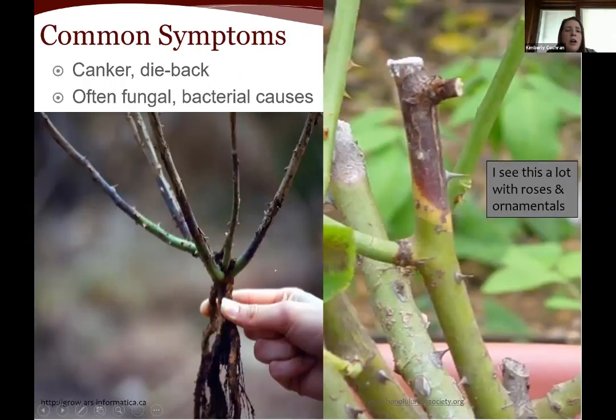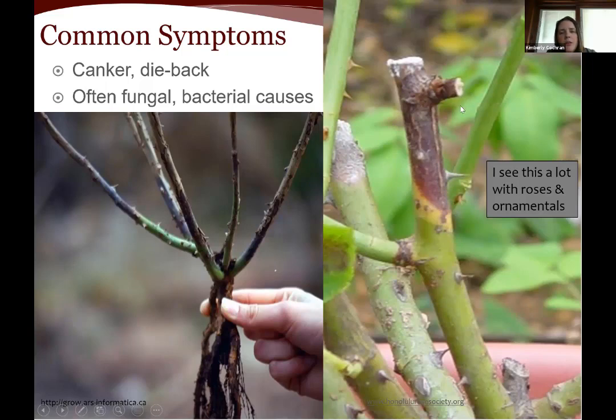All right, so some more common symptoms include cankers and dieback. These are often fungal, sometimes bacterial causes. I see this a lot on roses, like so much. So here's a pretty severe case of dieback on rose. See here, it's almost made it all the way down to the crown. Here's a close-up of what that looks like. Here you have the canker line.